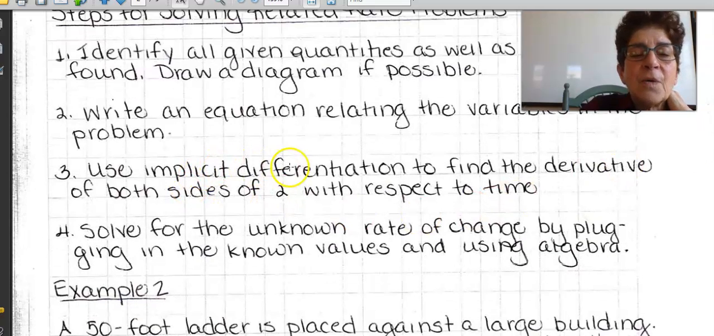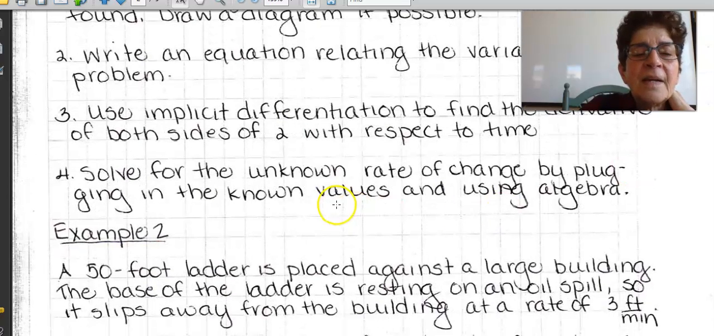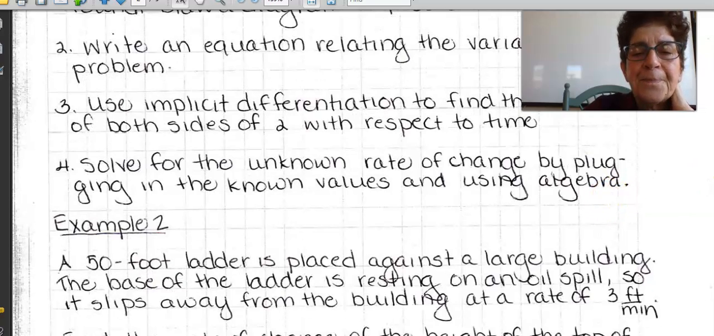Once you come up with an equation, you're going to use implicit differentiation with respect to time to differentiate both sides. And the last step is to solve for the unknown rate of change that you're interested in by plugging in all the known variable values that were given to you in the problem. As I said, there's a fair amount of algebra in actually coming up with a numeric answer.